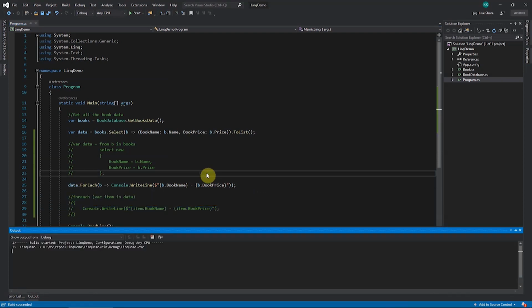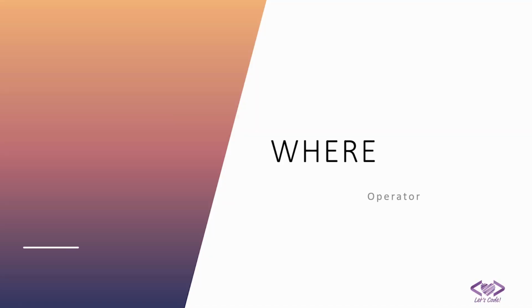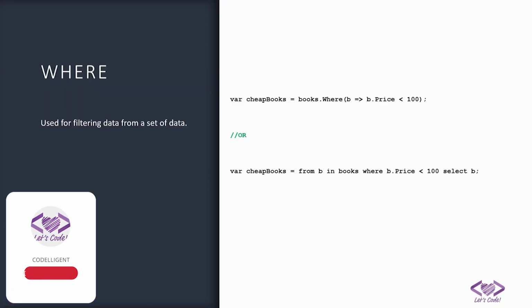So the output remains the same. Now let's try to understand the where operator. The where operator is used for filtering data from a set of data.